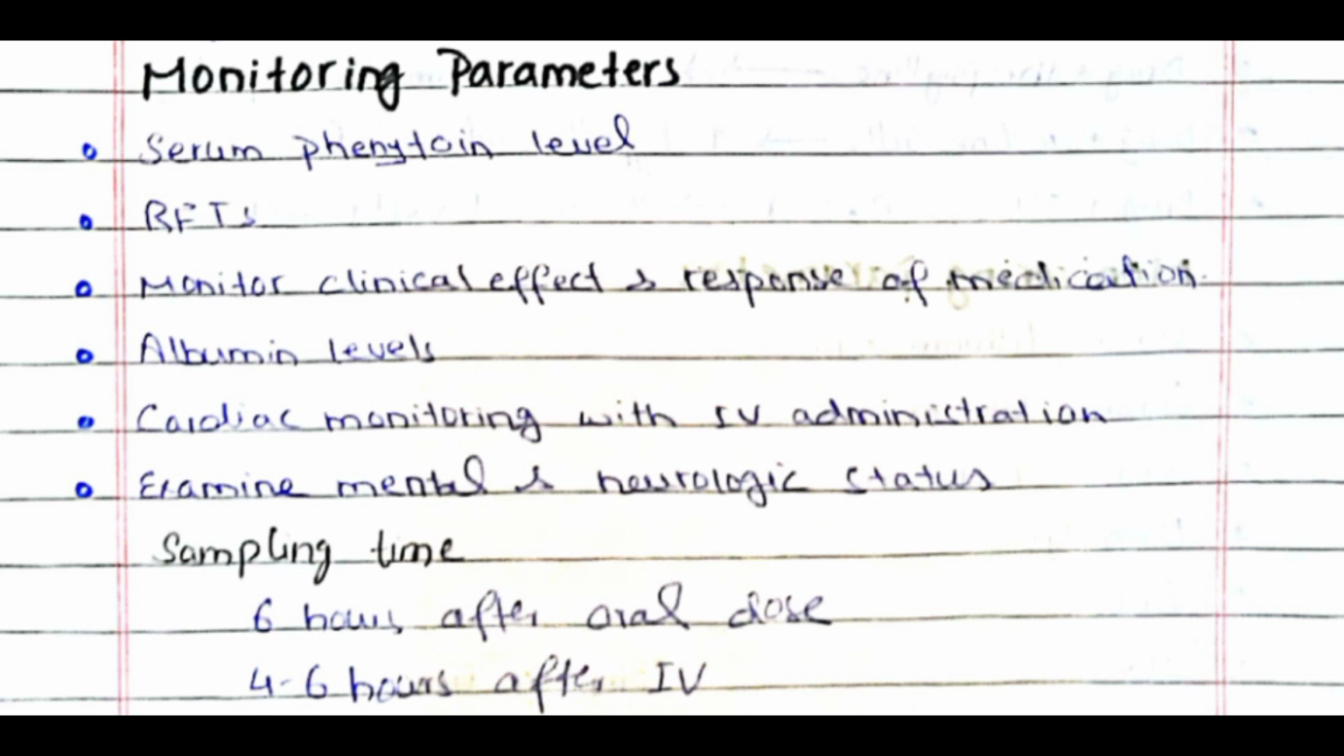Then at the end, we will be talking about the sampling time. If the drug is given orally, we should check the levels of phenytoin in the body after 6 hours. And if it is given through the IV route, then the sampling should be done 4 to 6 hours after the dose. So I hope everything was clear in this, and it will help you a lot.